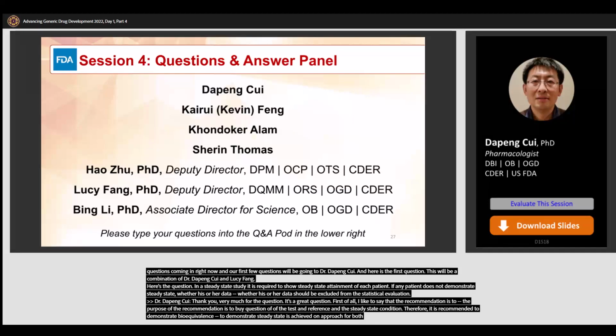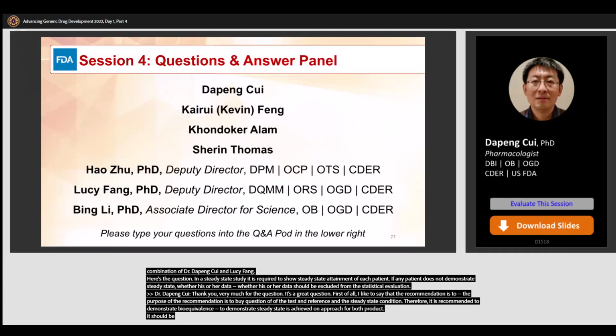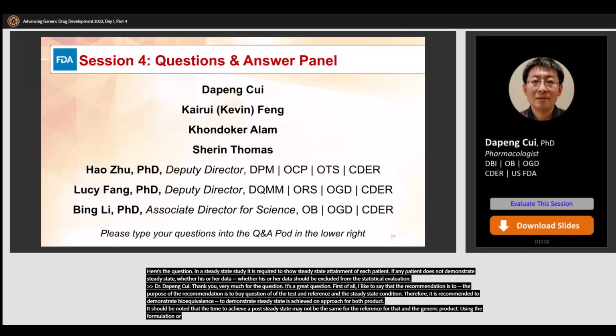It should be noted that the time to achieve or approach steady state may not be the same for the reference product and the generic product due to the different formulation or manufacture or the physical chemical property. Therefore, this is why the language is provided in some of the PSG.